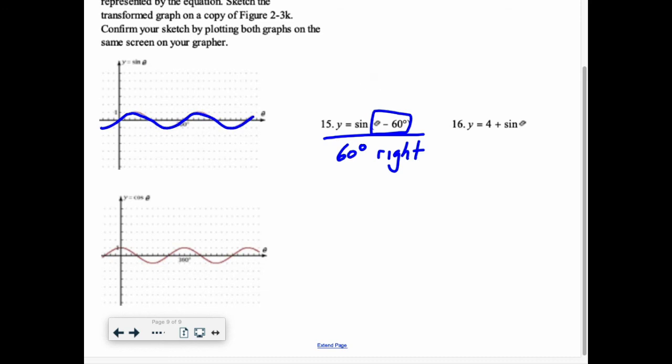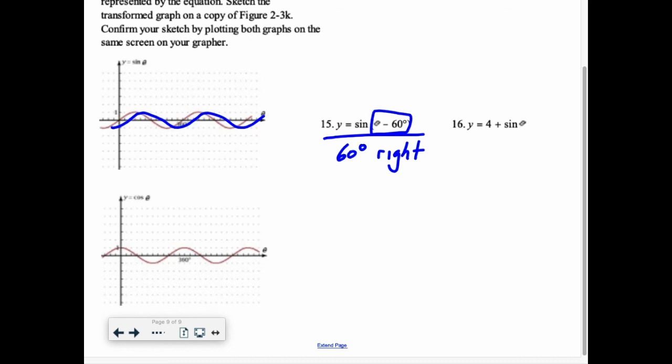So I'm just going to pull this until it's shifted to the right. Now you might be wondering how far to shift it. Well, 1, 2, 3, 4, 5, 6, 7, 8, 9, 10, 11, 12 is going to be 360 degrees. And if 12 is going to be 360 degrees, each one of those is 30. So 1, 2. And that's what my graph would look like. I've shifted it over 60 degrees to the right.